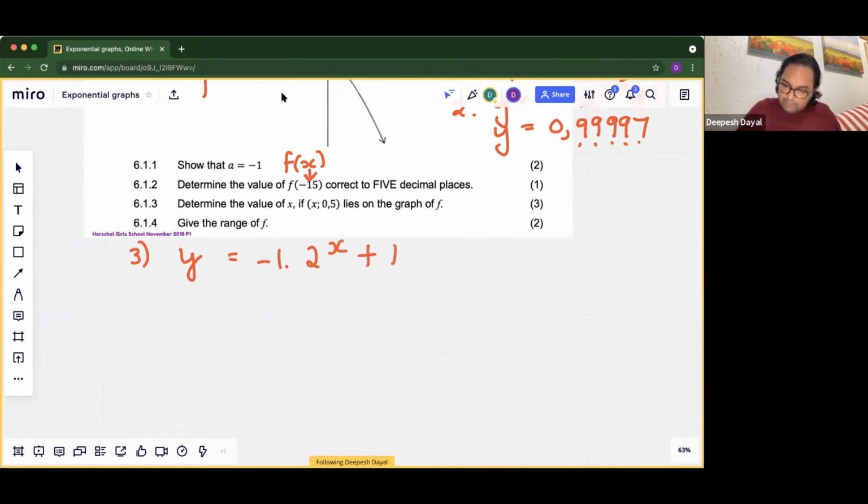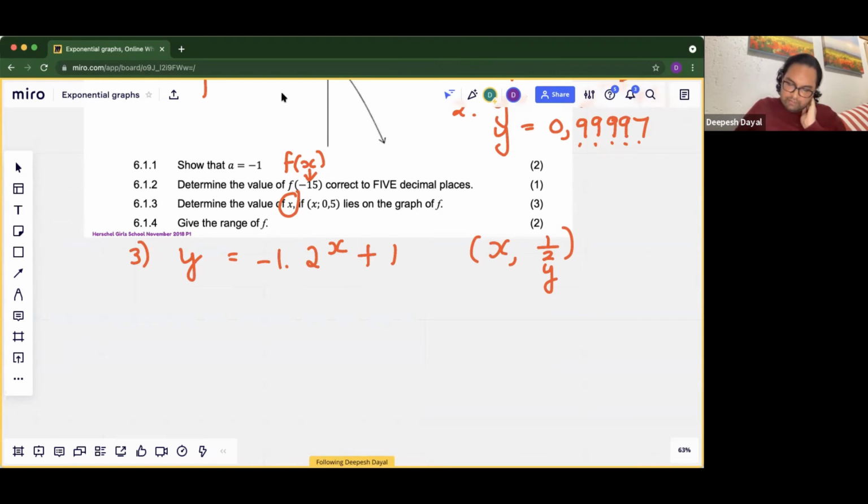And they say we're going to plug in x and 0.5. I'm just going to convert the 0.5 to a half, right? So in the place of x, it's just x, and in the place of y, it's half. And they say determine the value of x if x and 0.5 lies on the graph of f.